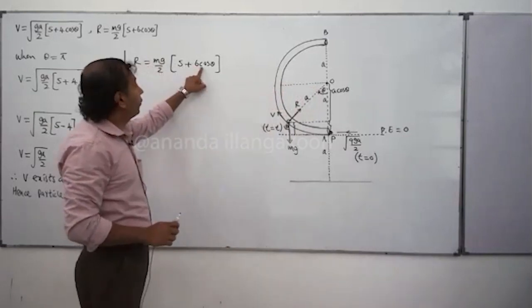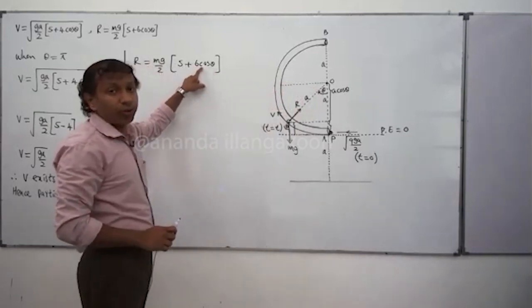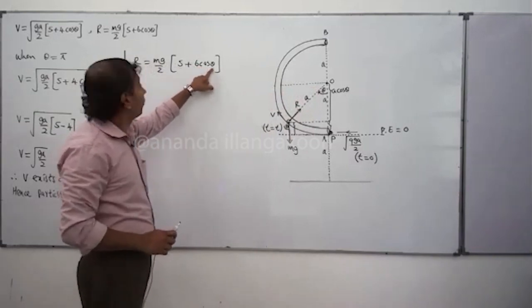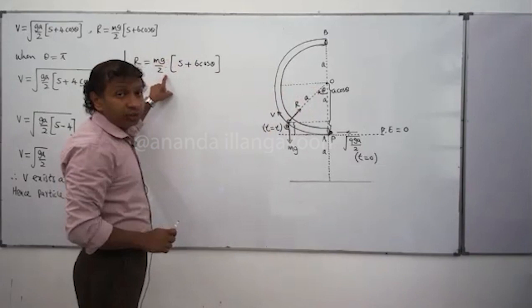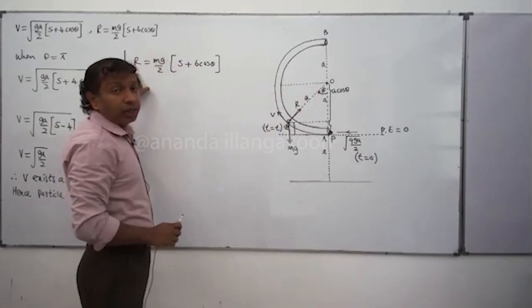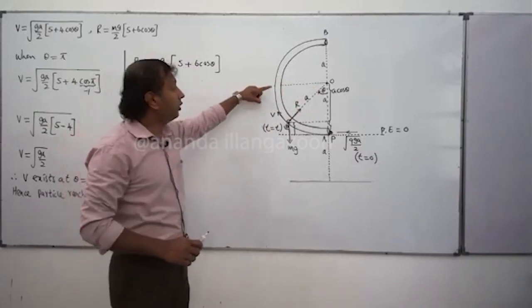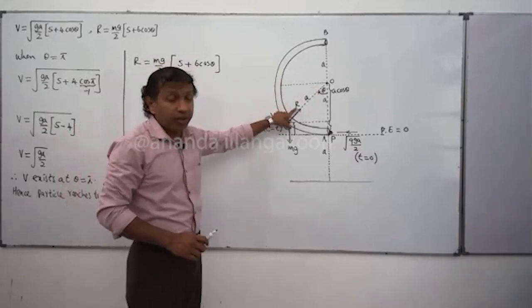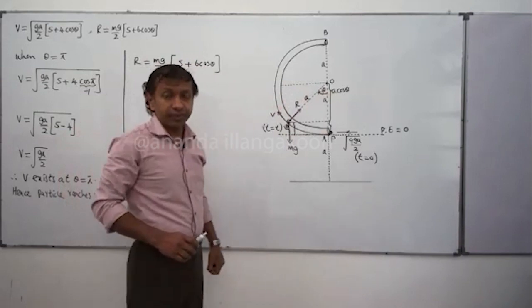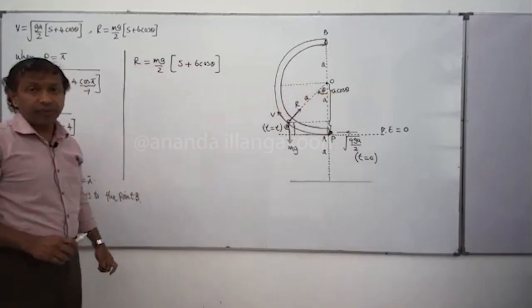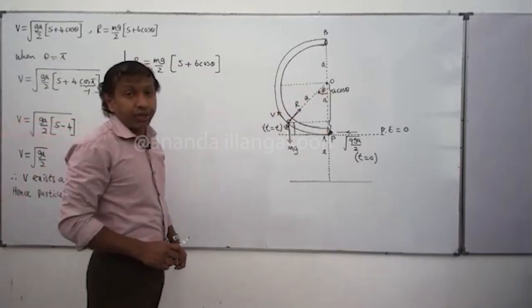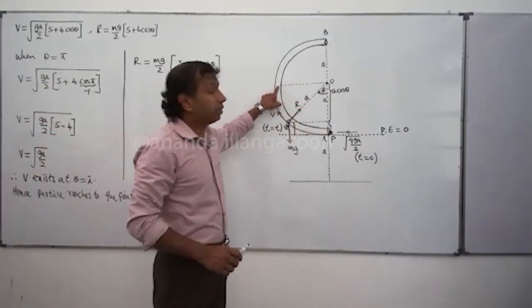When theta is acute, this cos theta is positive. Then this within the bracket is positive. Here that should be multiplied by mg by 2, which is also positive. Then R is positive. That means until this level, R is positive, which means the direction of this R is pointing towards the center. Then R is positive in the initial stage until this.